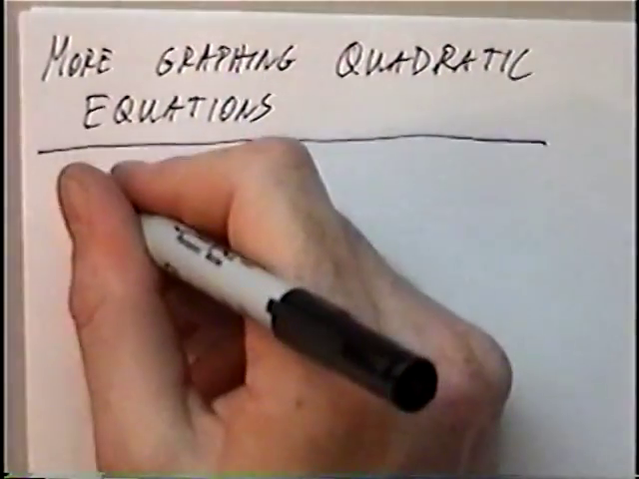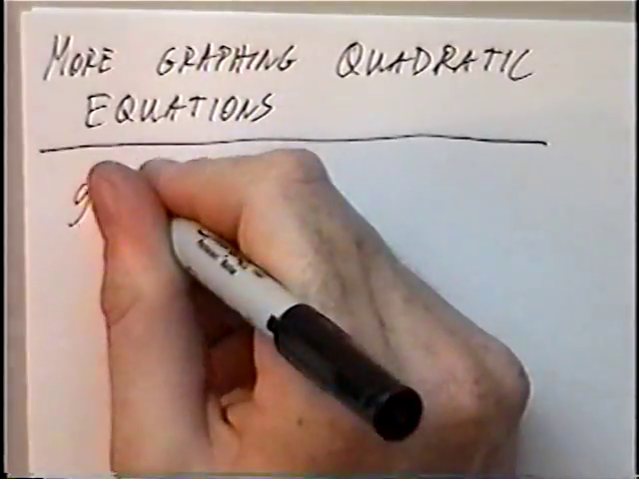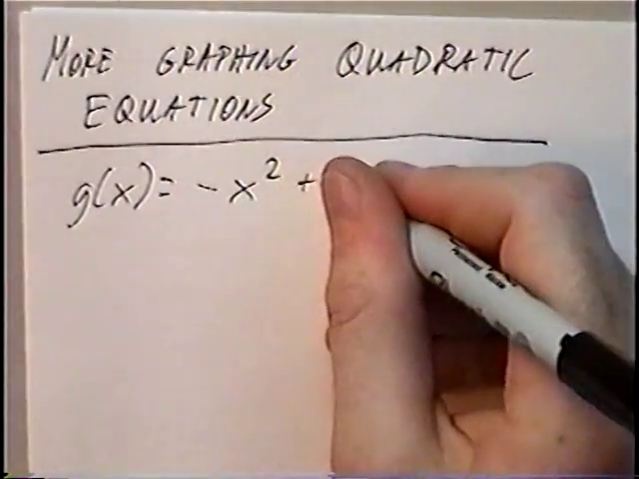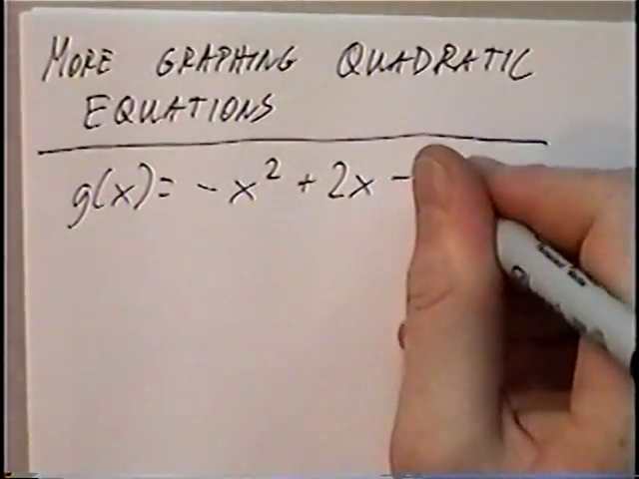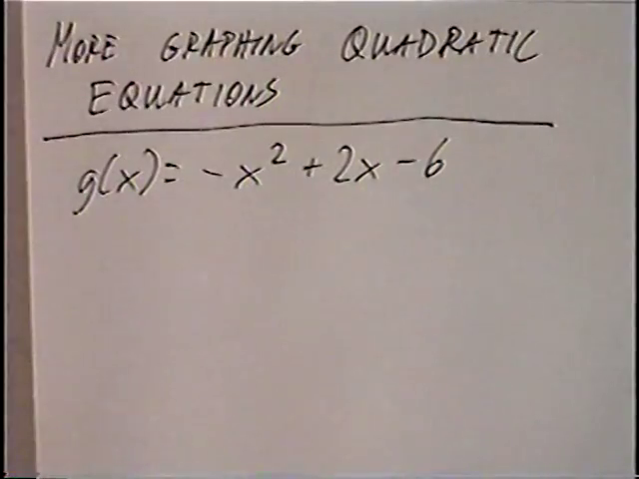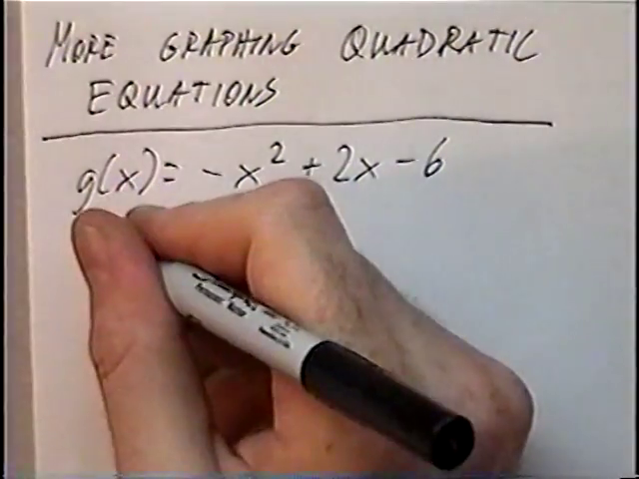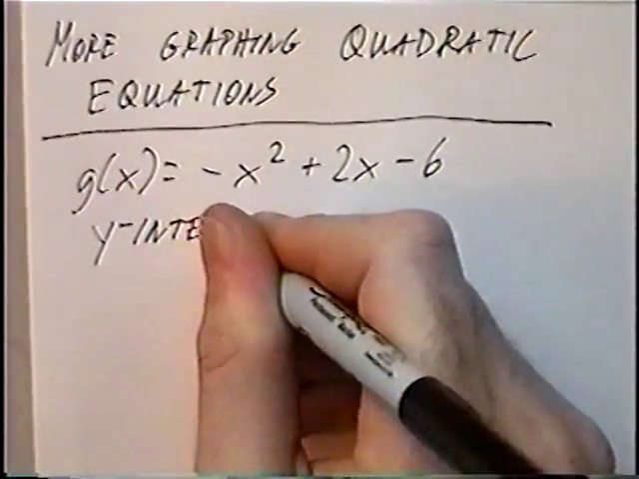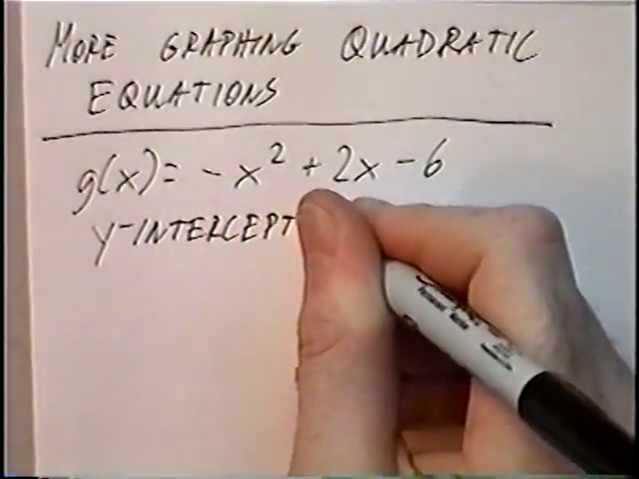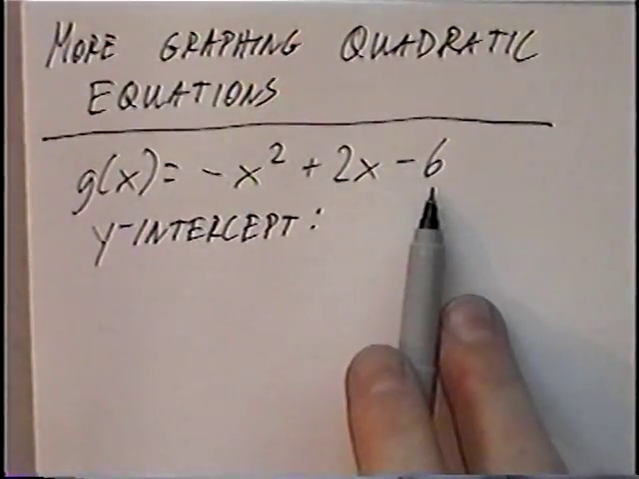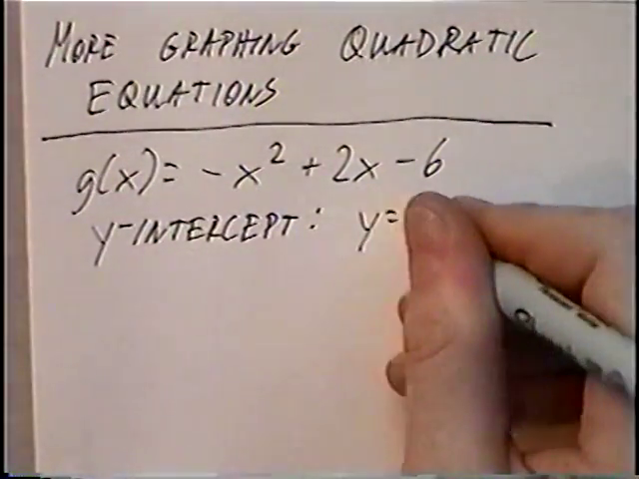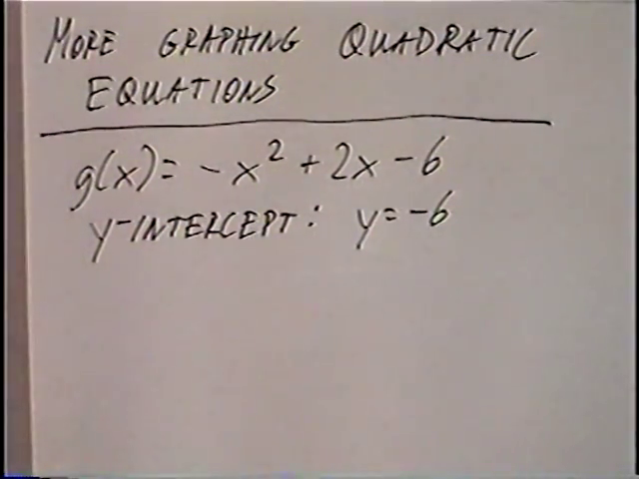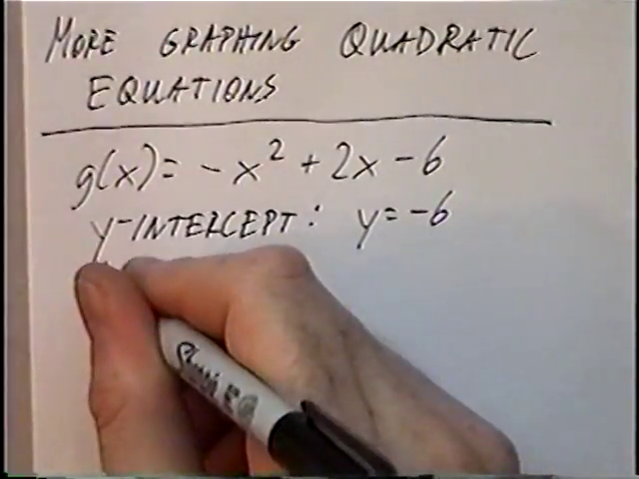First equation, and only equation for the section, is g of x equals negative x squared plus 2x minus 6. First information we can find is the y-intercept. The y-intercept again is the last number, which would be y equals negative 6. Next part, we can find the axis of symmetry.